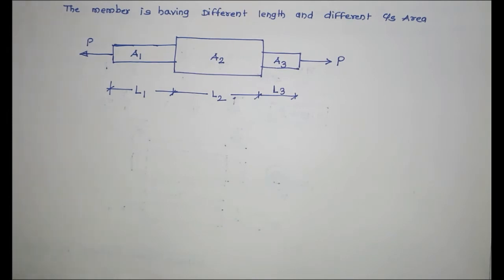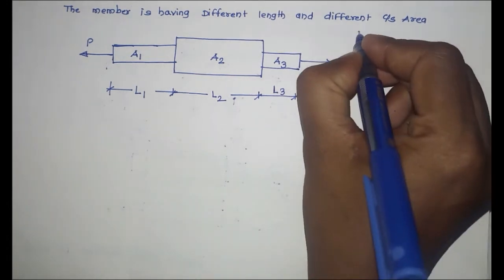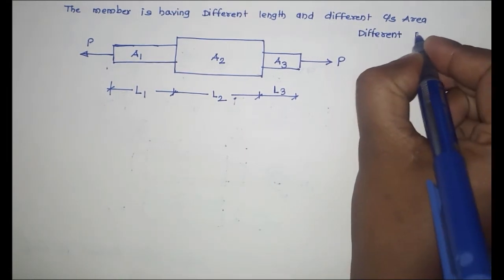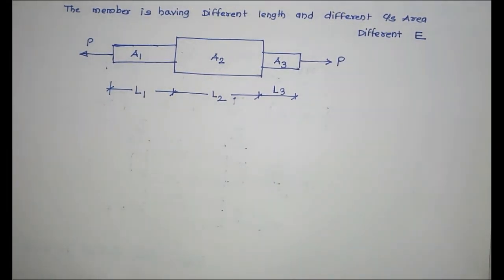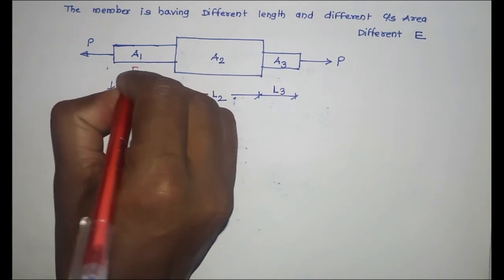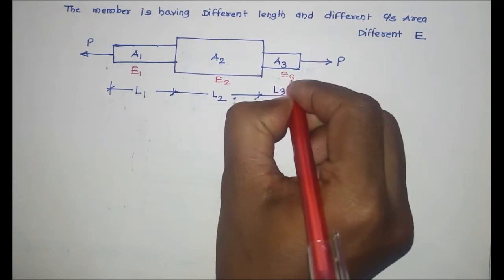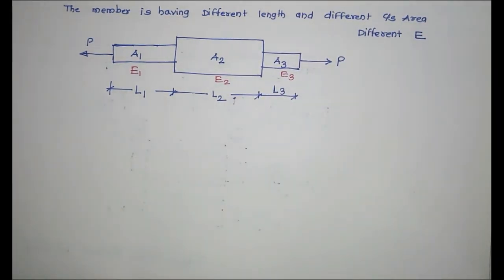Now because of the applied force P, what will happen to the change in length of this entire object? So this entire object is a single piece, but it has different lengths and different areas. Sometimes you may find that this object will also have different values of E. So again we will consider different modulus of elasticity: this is E1, this is E2, and this is E3.